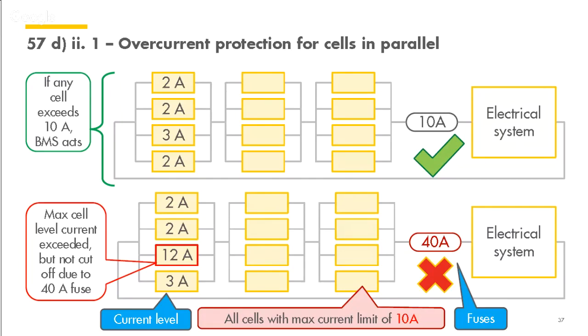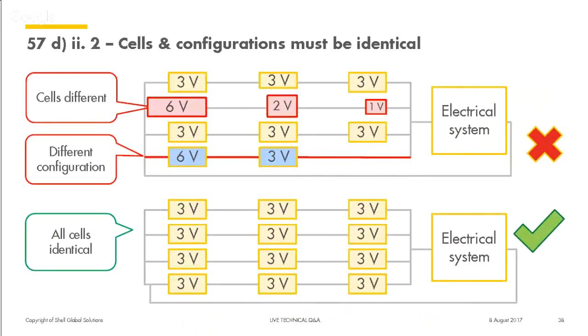Okay. The other important thing is that all the cells in any self-built battery must be identical. You are not allowed to have different cells, and all configurations must be identical. If you have different strings of batteries, they must all be identical in construction. Okay, next slide is about lithium battery charging.